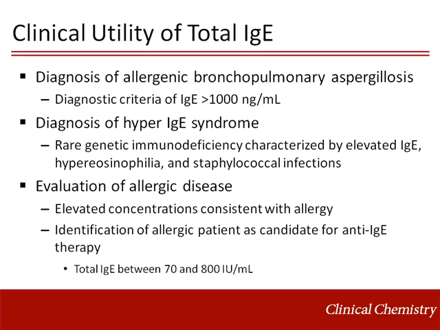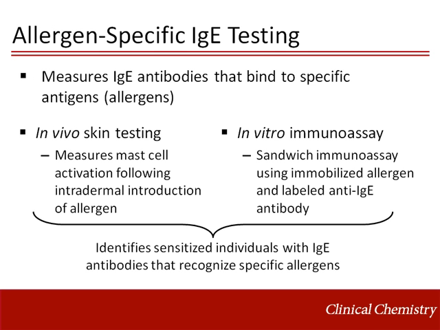Generally, patients would be considered for this therapy if the total IgE concentrations are between 70 and 800 international units per milliliter. Next, we will move on to allergen-specific IgE testing. This type of testing measures only the IgE antibodies that will recognize and bind to a specific allergen molecule.